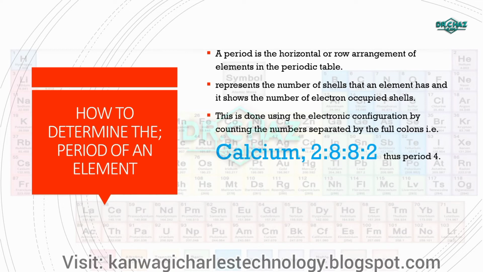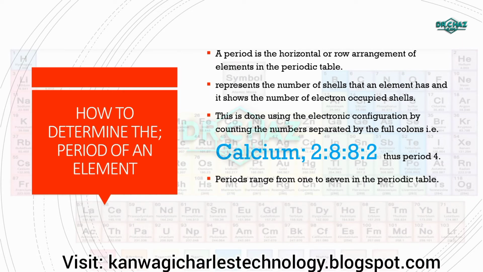We move to, like, calcium. It has 2, 8, 8, 2 when you write the electron configuration. So when you count the numbers after each full colon, you will find out that there are 4 numbers. So that makes it to be in period 4. Periods range from 1 to 7 in the periodic table, and there is no element that is beyond period 7. They are all falling in between 1 and 7.